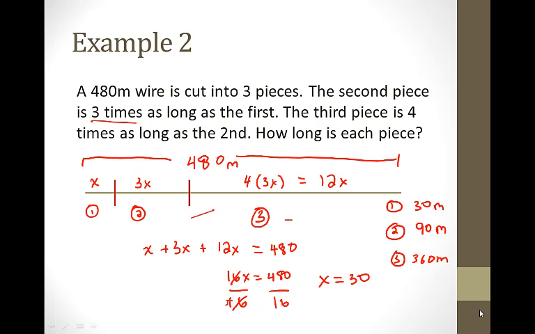Okay, and always look back to make sure this sort of fulfills the problem. A wire's cut into 3 pieces, so we have 3 pieces here. The second piece is 3 times the first, so the second piece, 90, is 3 times 30. The third piece is 4 times the second, and 4 times 90 is 360, or 12 times the first piece. 12 times 30 is 360.